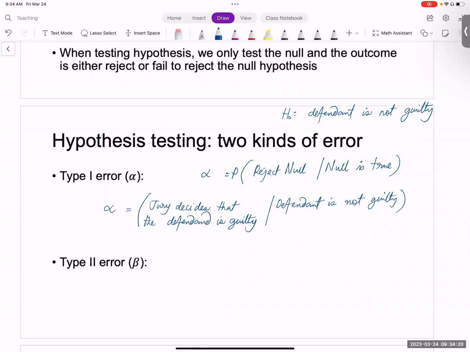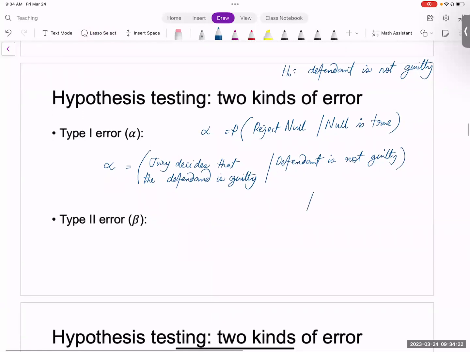In the quality control context, think of the example where I am a manufacturer. Let's say I manufacture certain parts and my parts are good. So let's say the part is good, but it was still rejected by a customer. Probability of this happening is type 1 error, right?